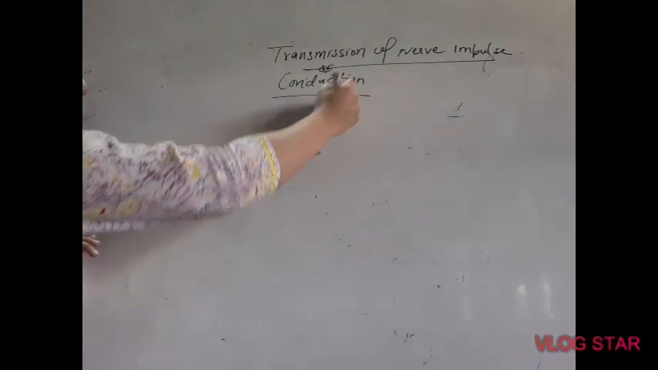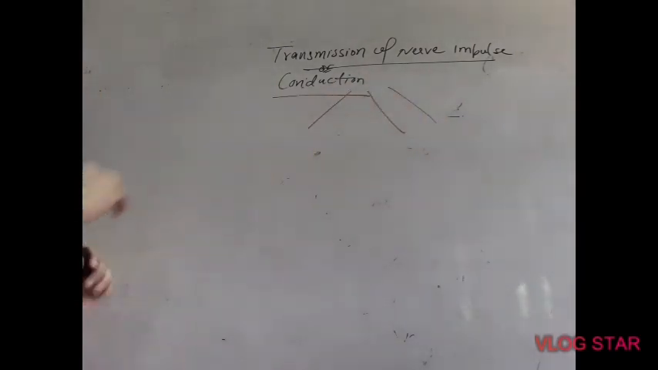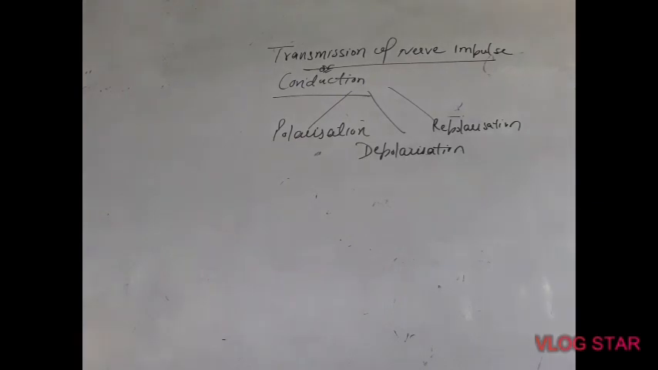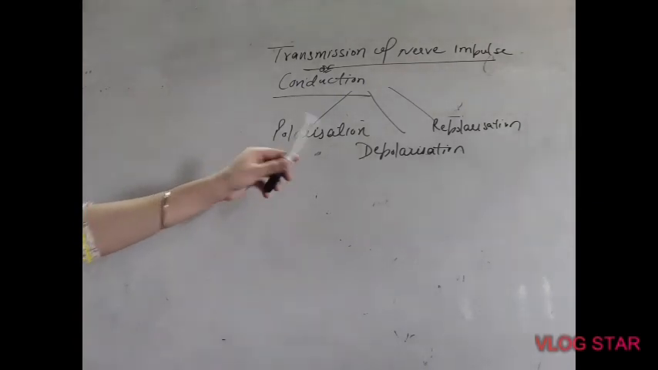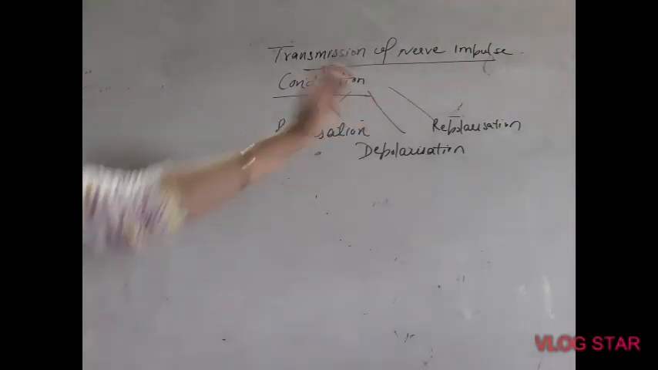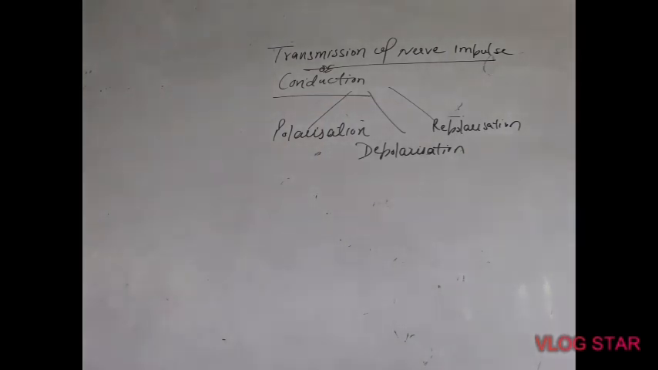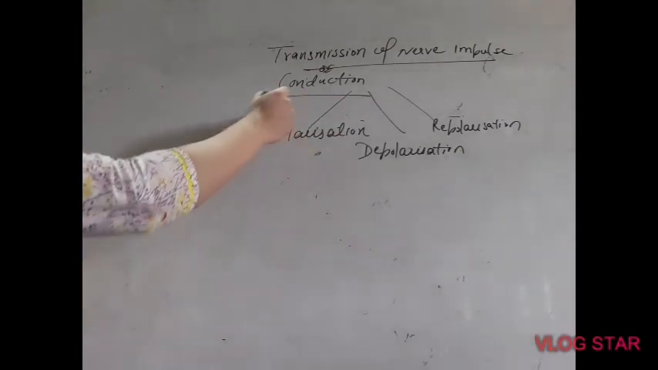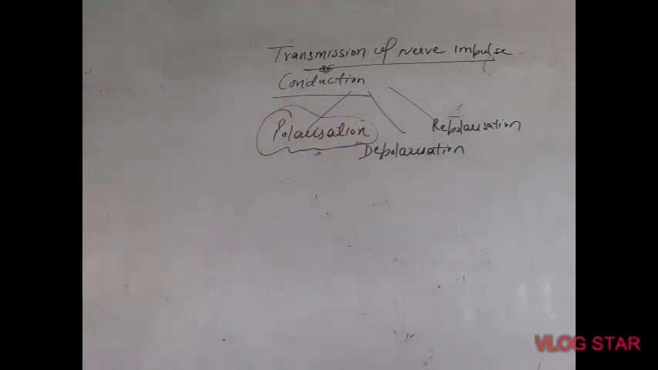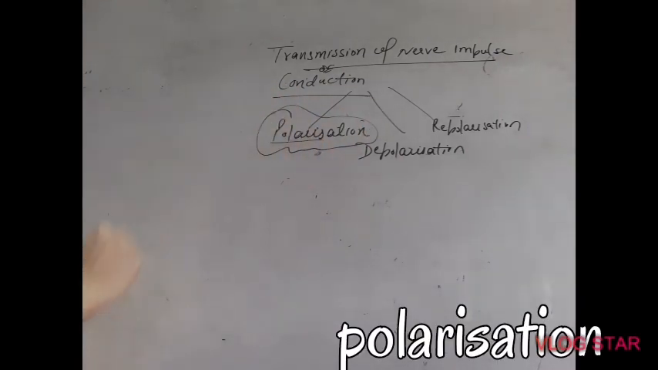This transmission of nerve impulse takes place in three main steps. These three steps are polarization, depolarization and repolarization. These are in sequence only, you cannot disarrange the sequence. So let us study first what is polarization. From the name itself it is clear: when some poles develop. Poles means some charges develop. Where do these charges develop and how?